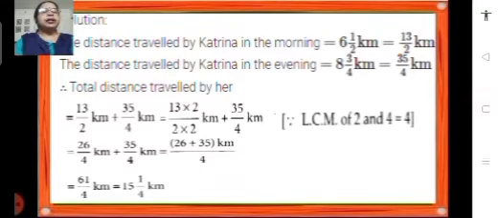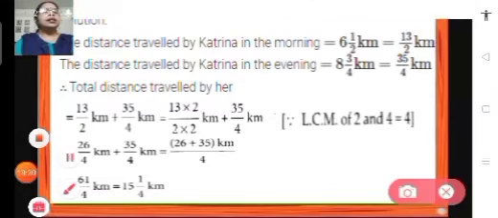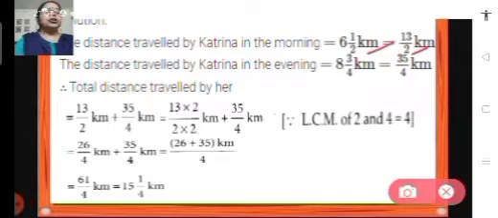So, the distance travelled by Katrina in the morning is 1 upon 2 kilometers, that means 13 upon 2 kilometers, isn't it? Mixed fraction is converted into the improper fraction. Then the distance travelled by Katrina in the evening is 3 upon 4 kilometers, that means 35 upon 4 kilometers. So, what is the total distance travelled by her? For this, we have to convert both these fractions 13 upon 2 and 35 upon 4 into like fractions, that means fractions with same denominator.